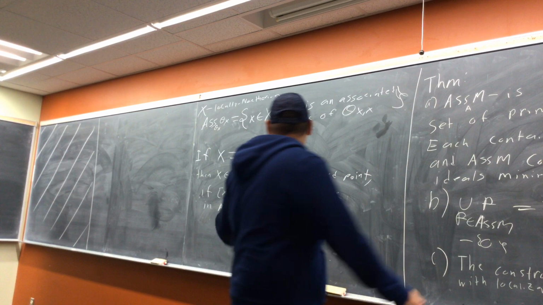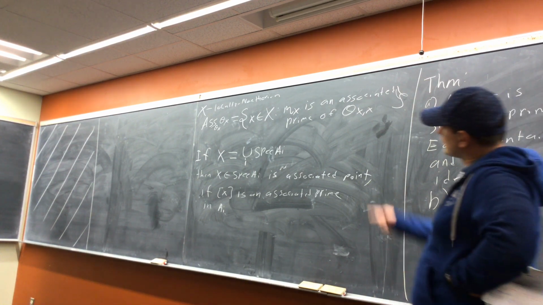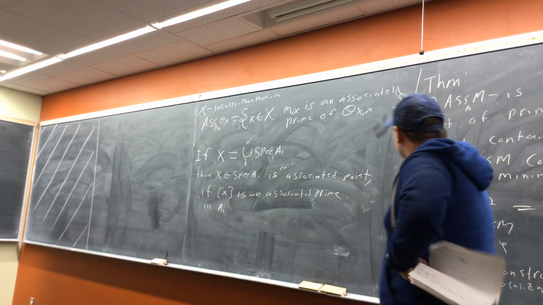Right, and so why is that true? Well, this is where you use this here. If you think about what is happening, then here S would be A_i. You throw away the prime ideal corresponding to the point x, and then you localize. And so this is how you can always just check locally.